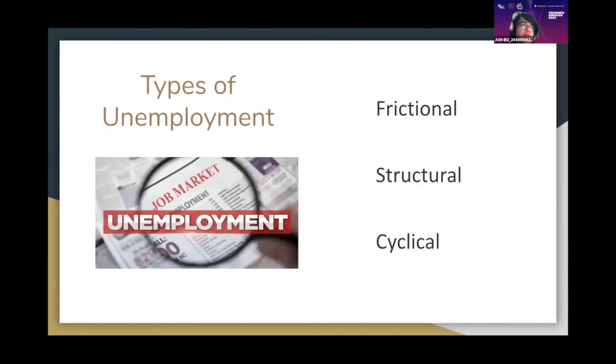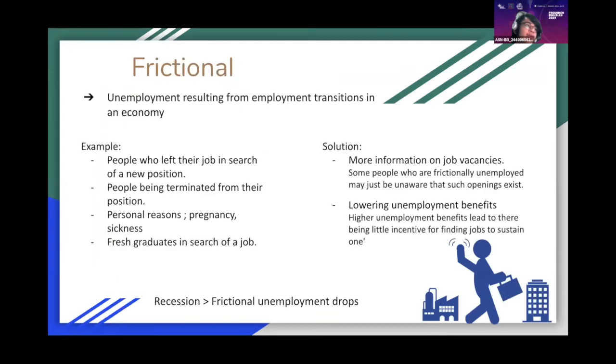Today we're going to talk about 3 different types of unemployment: frictional, structural, and cyclical. Next slide. The first type of unemployment that we're going to discuss today is frictional, which is unemployment resulting from employment transitions in an economy. An example of this would be a worker who has just quit a job and is trying to find another job. Keep in mind that this would only result in unemployment if the worker did not transition immediately to another job, and if they had quit first and didn't have any job in the interim period.